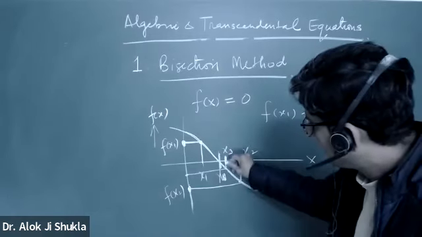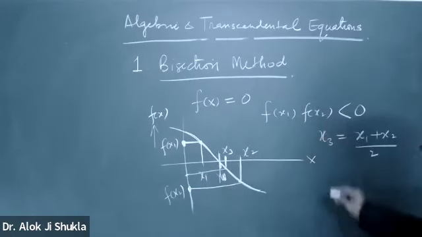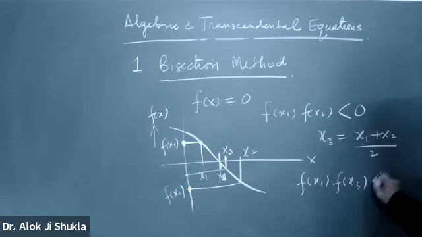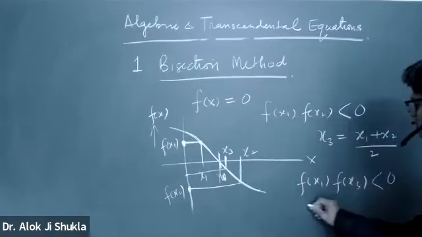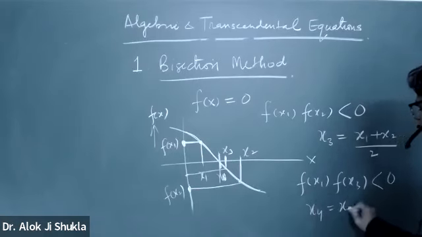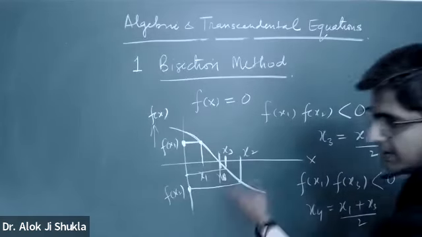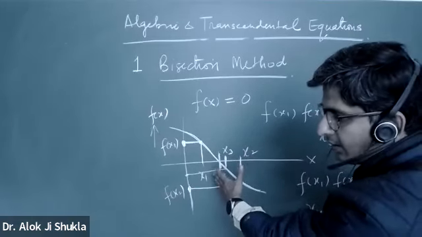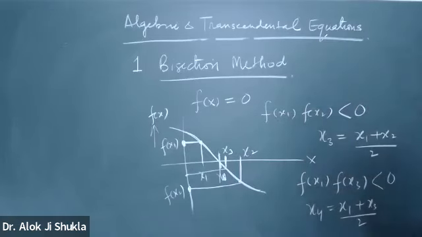For example, if x3 is here, so that means our point is between this. So that means f(x1) and f(x3) is negative. So that means our point lies between x1 and x3. And again, I will go for x4. That will be x1 plus x3 by 2. So jumping left, right, I will be coming closer and closer to x0. And if I do it large enough, I will be very, very close to x0. So this is the method.